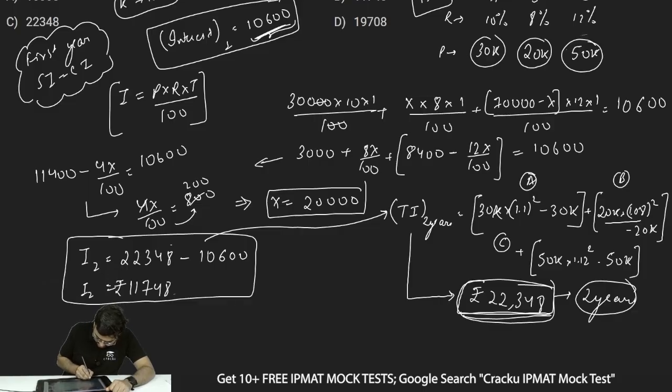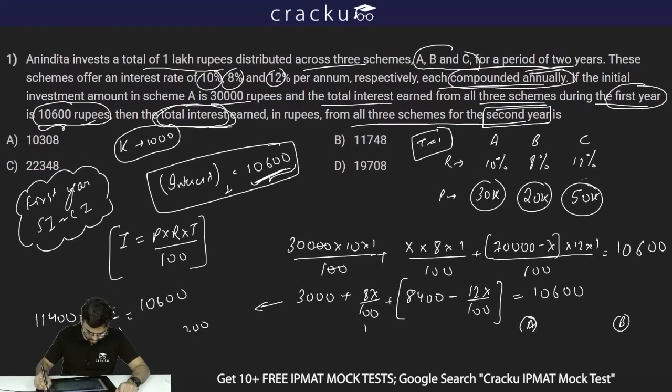So the interest earned in the second year will be 11,748 rupees, which is the interest earned in the second year. Therefore, option B, which is 11,748, is the correct answer.